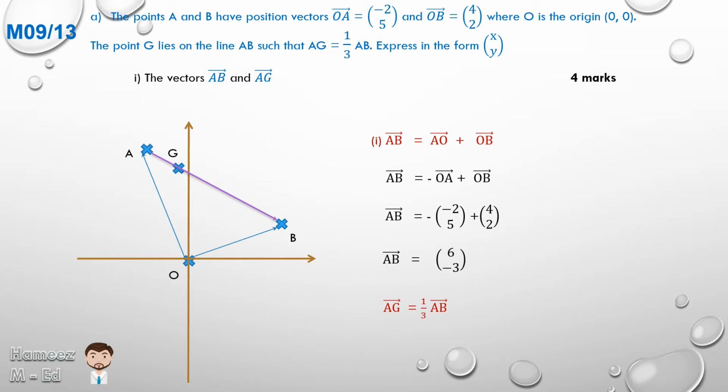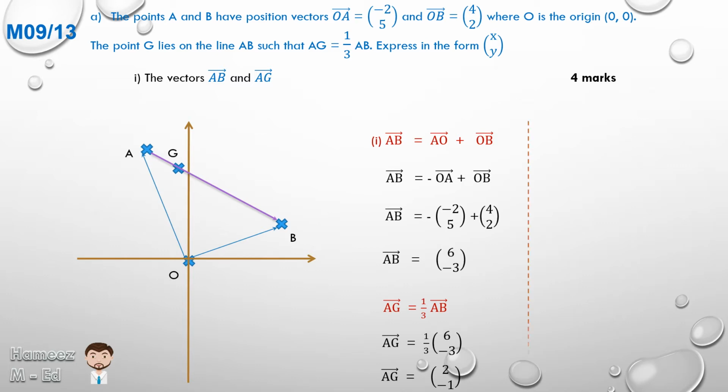So AG is equal to 1/3, (6, minus 3), which we just worked out from above. And 1/3 of 6 is equal to 2, and 1/3 of minus 3 is minus 1. So AG is (2, minus 1). Now if we look at both of these, we can see from our sketch, from A, if we are heading towards B, we're going to the right, which is positive, and then we're going downwards. So the Y value will be negative. And if you look at AB, we got (6, minus 3), positive to the right and negative in the Y direction or downwards. And AG would be similar, which is 2 to the right and 1 downwards.